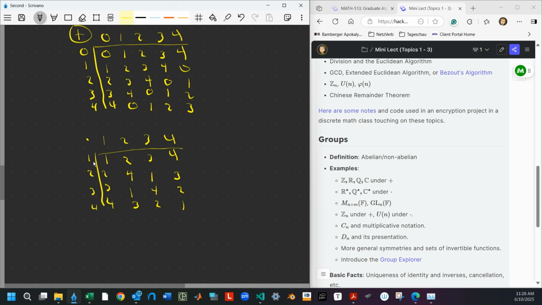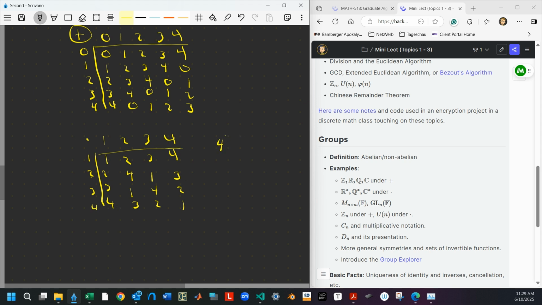And everything has an inverse, so 1 is its own inverse. That's not surprising, but 2 and 3 are inverses, right? 2 times 3 is 1. 3 times 2 is 1. Now, this is, of course, symmetric, right? So you can see the symmetry by looking across there. So that's commutativity in this case, right? Because this is multiplication. 4 times 4, right?